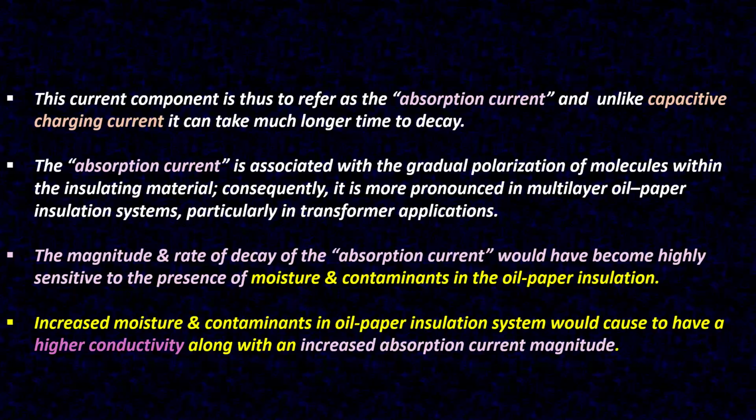The magnitude and rate of decay of the absorption current become highly sensitive to the presence of moisture and contaminants in the oil paper insulation. Increased moisture and contaminants in an oil paper insulation system cause higher conductivity along with an increased absorption current magnitude.